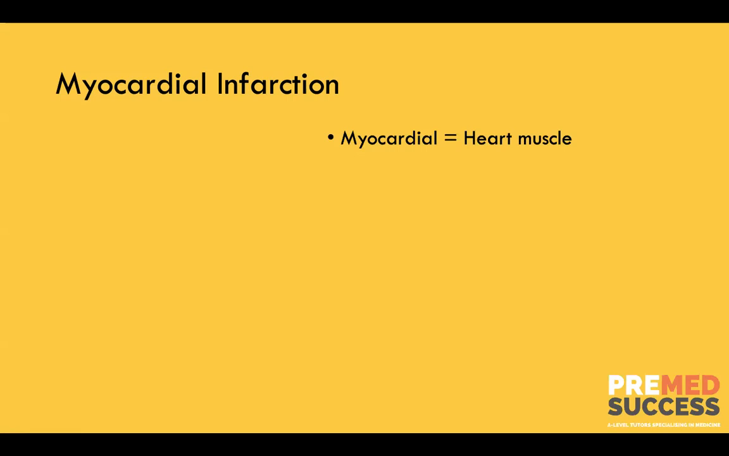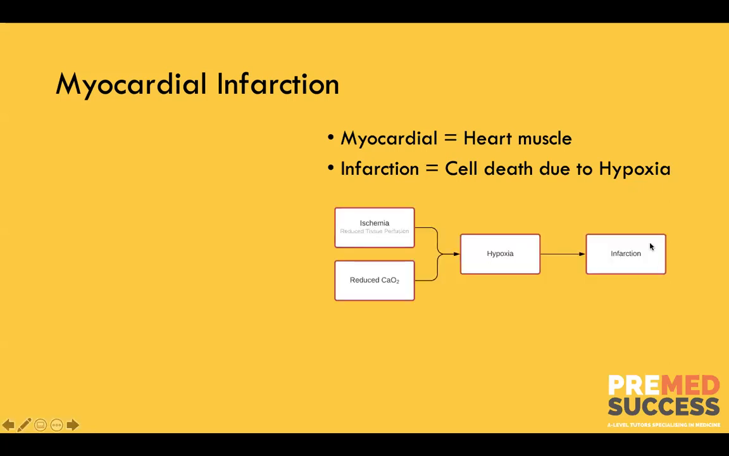So infarction is cell death due to hypoxia, so not enough oxygen. Hypoxia: hypo meaning not enough or low, and oxia meaning oxygen. And I've just done another flow diagram to clarify some key points that people might get confused. I get these confused occasionally, so it's understandable.